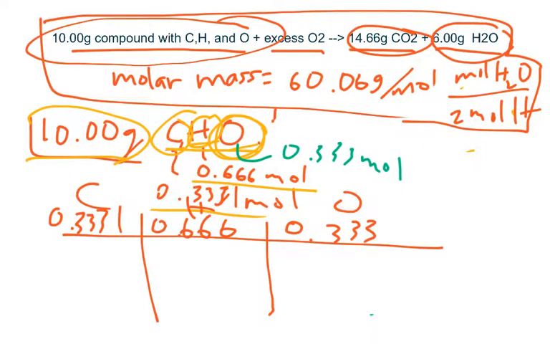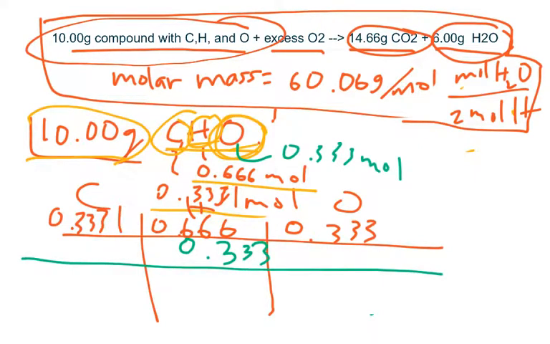So now we have to divide by the smallest number in order to get a ratio. So we would divide by 0.333 for all 3 numbers. And what you come up with is that carbon is 1, hydrogen is 2, and oxygen is 1. And note that these are whole numbers, so I am not paying attention to the significant figures. So we have derived the ratio and thus the empirical formula for the compound, so it's CH2O.